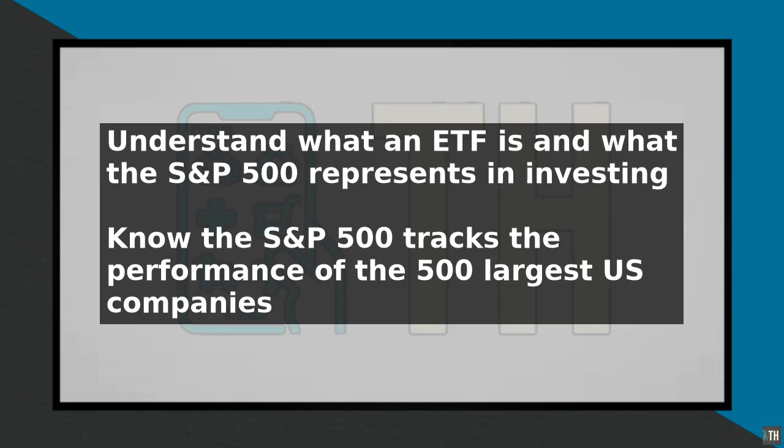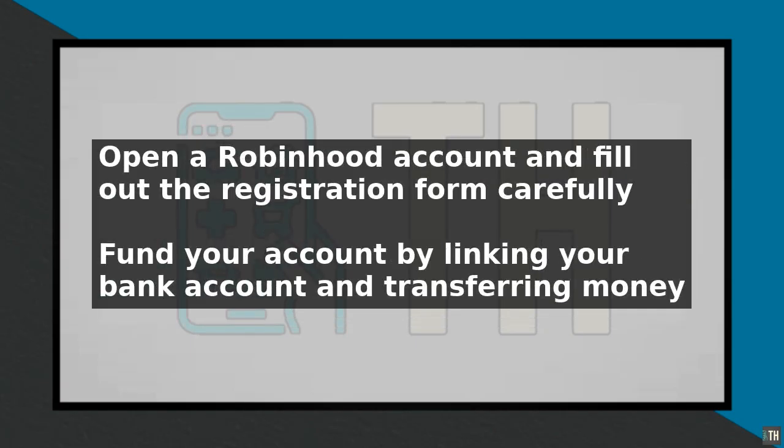To get started, you need to open a Robinhood account if you haven't already. Download the Robinhood app, fill out the registration form with your personal and financial information, and wait for your account to be approved. Once your account is approved, you need to fund it by linking your bank account and transferring money into your Robinhood account.